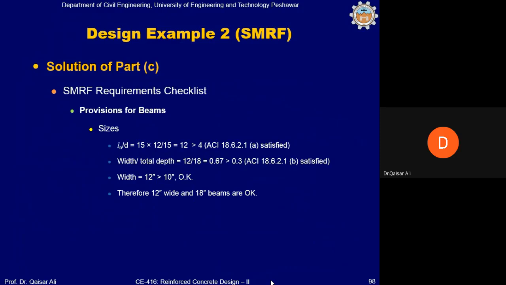Now, the special provision for SMRF will start in such a manner that the size of the beam will be checked first. So the length and depth of the beam: we know 15 is the clear length of the beam, and effective d is 15. So 15 multiplied by 12 is 12. 12 is greater than 4. The size of the beam is okay. Width to depth ratio 12 divided by 18 is 0.67, greater than the limit, so this is also okay. Width of the beam is 12 inch, which is greater than 10. So the size requirements are satisfied.